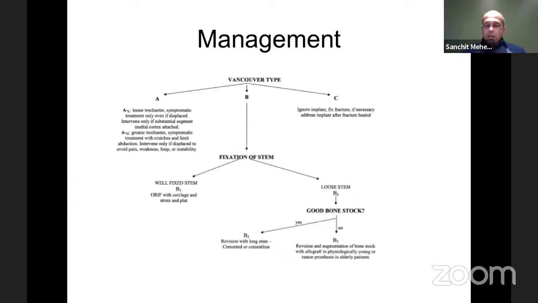C classification, like I said, you ignore the implant and fix the fracture as you would normally fix any fracture, only altered by the fact that there may be a knee replacement distally. And then the B bit is the bit that we need to talk about. If the implant is stable, you fix it with whatever plating system you're comfortable with.